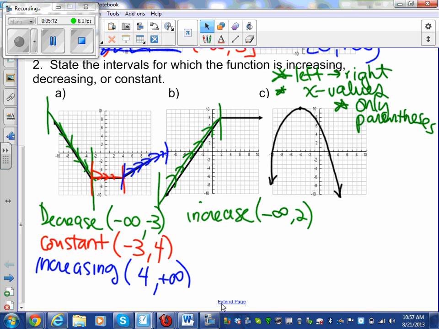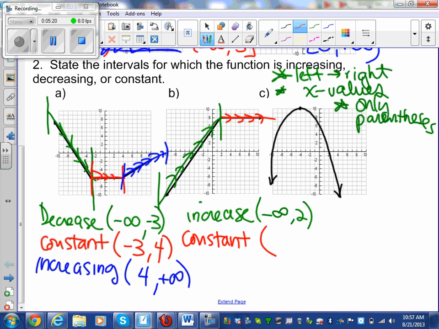Then, it's constant. But you need to say for which x values it's constant, left to right. So you can see from the 2 to positive infinity.